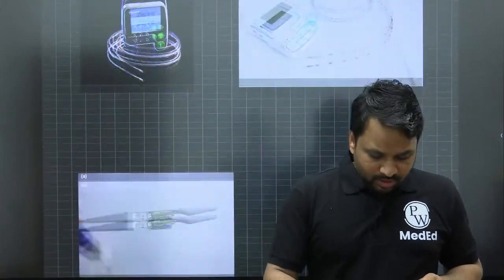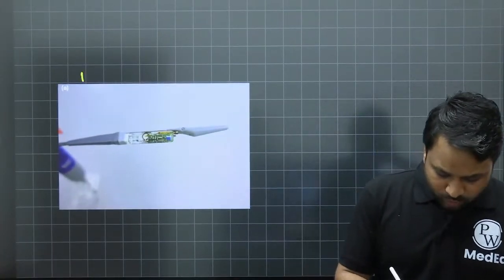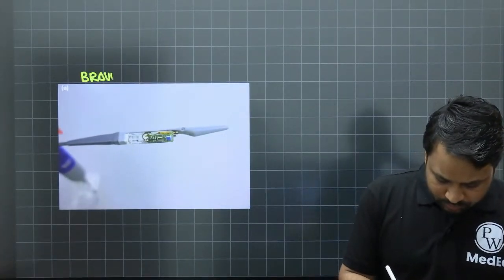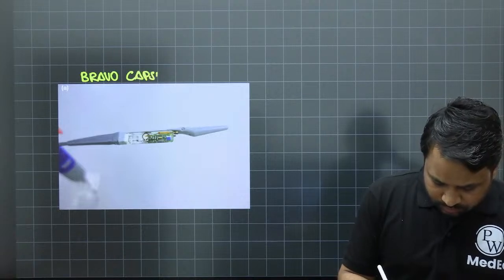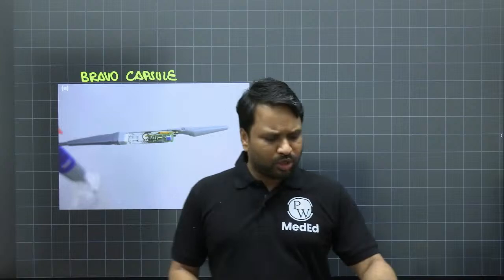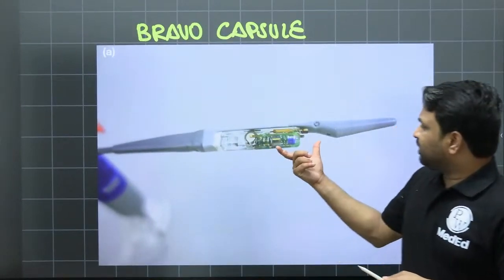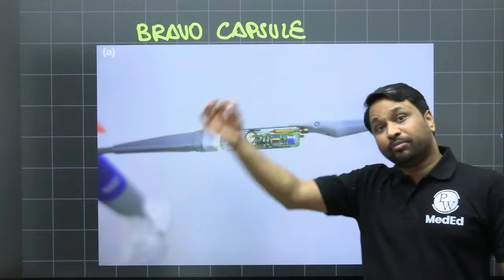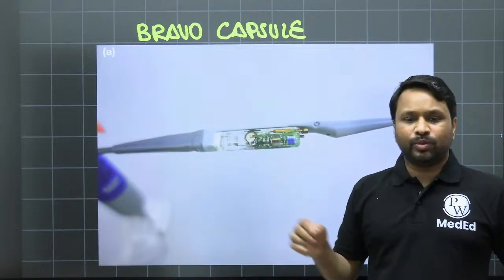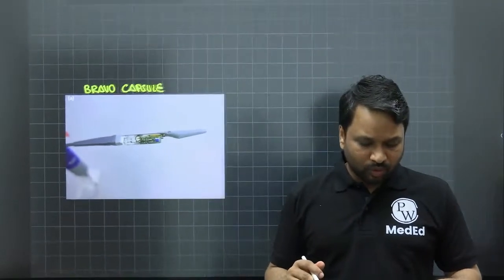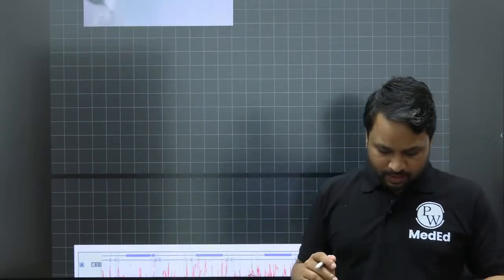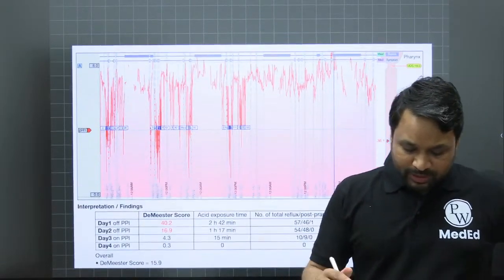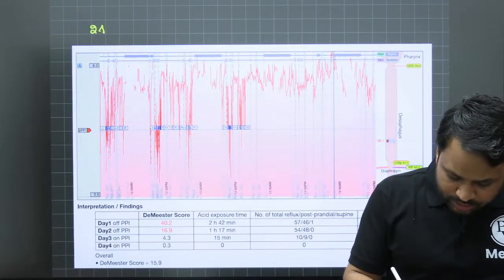This is your Bravo capsule. You can see it is such a tiny small device, and there is the sensor in it. You place it endoscopically, you remove it endoscopically, and then you will interpret the data. This is your Bravo capsule. Now, this is how you interpret a 24 hours pH scale.